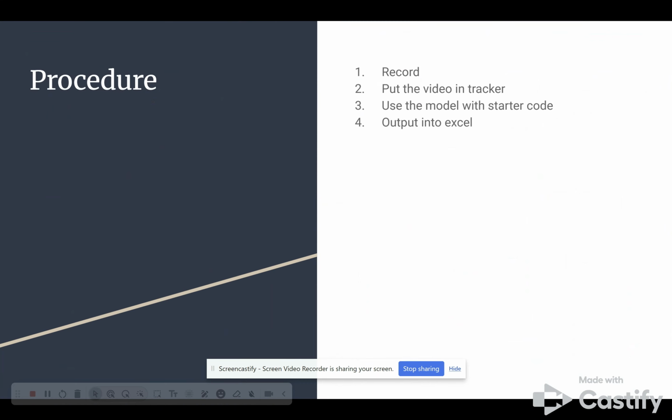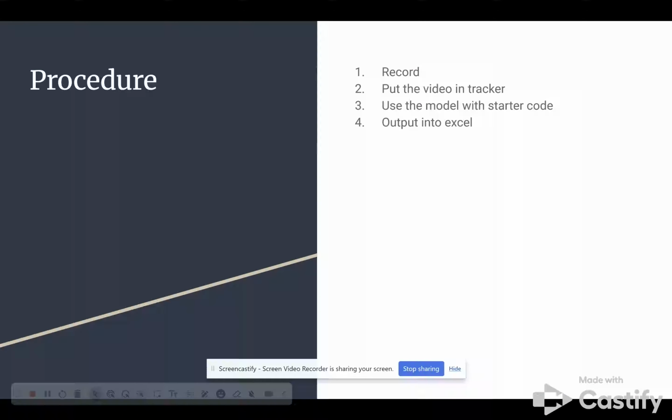So this is the general procedure. Step 1 would be to record. This involved making sure to get a clean recording from a vertical view so that no camera distortion affected results. Second is to put this video into Tracker, which involved actually getting to know how to use Tracker as well as actually operating on this code.